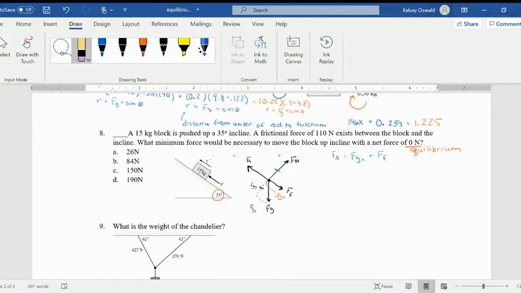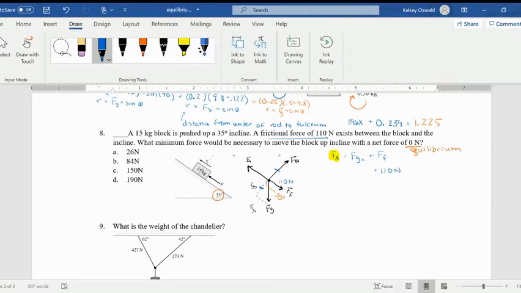Okay, so now let's start looking at our problem. We want to find what minimum force would be necessary to move the block up the incline, okay, if we're in equilibrium. So we are trying to find our applied force. So we know if we want to find our applied force, we need to know our force of gravity in the x direction and our force of friction. Luckily, they already told us our force of friction is 110 newtons. Okay, so we already know that force of friction is 110. So we just need to find the force of gravity in the x.